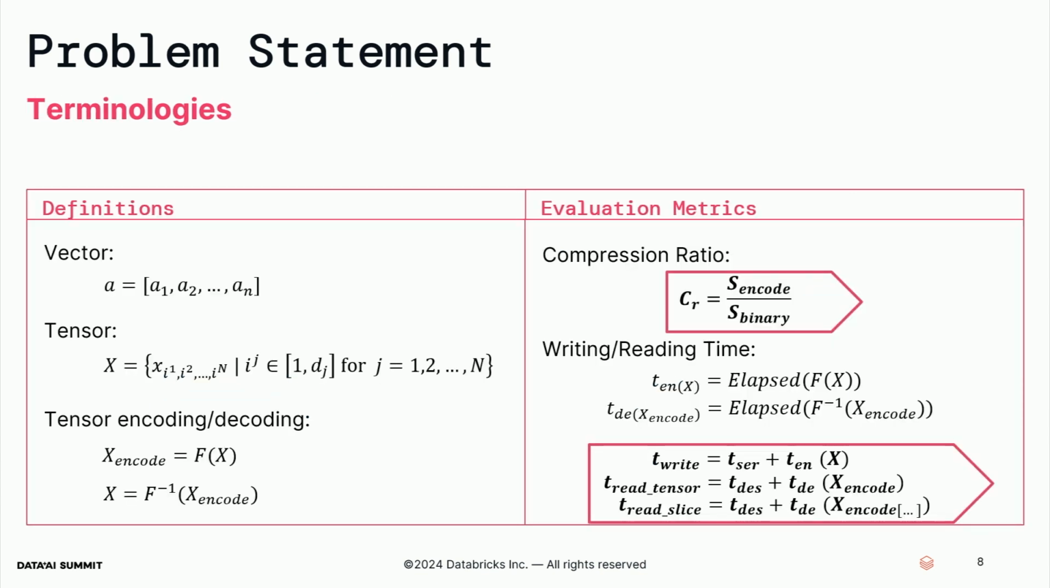And here are some terminologies. On the left-hand side are some definitions of vectors and tensors, and also the process to encode and decode the tensor. On the right-hand side are some evaluation metrics that evaluate the performance in our project. The compression ratio measures our space efficiency in storing the tensor, and the writing and reading time measure the time efficiency in processing the tensor.